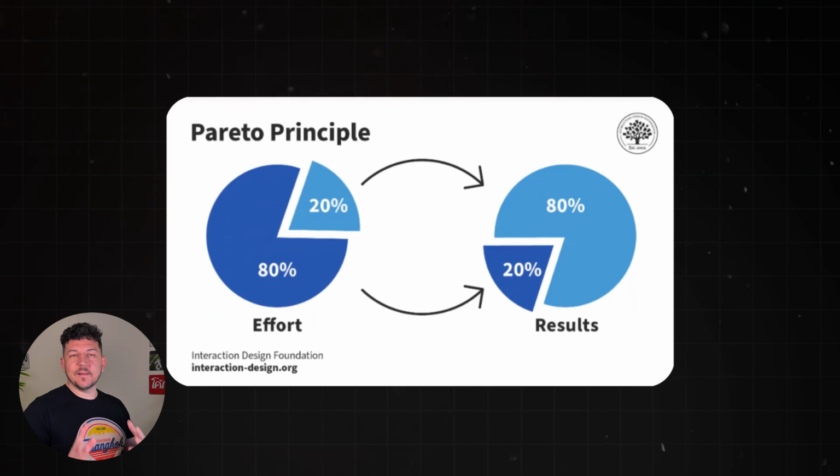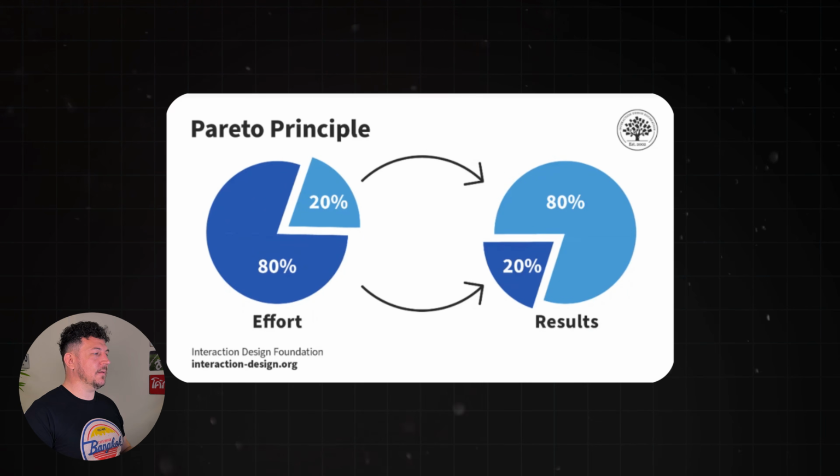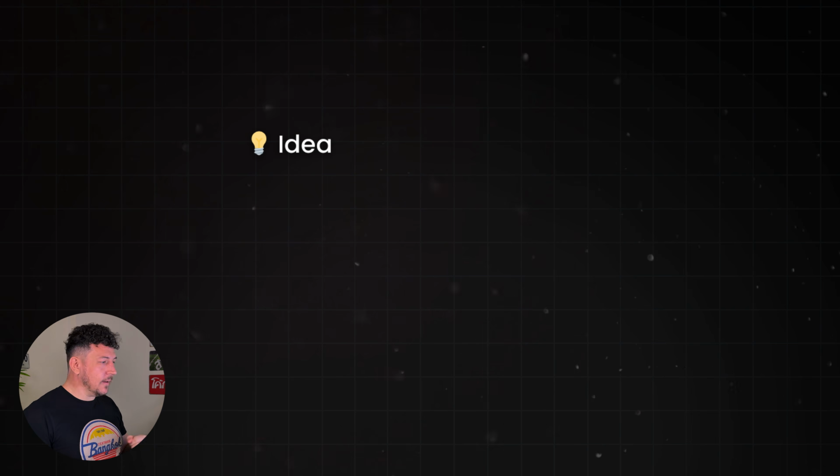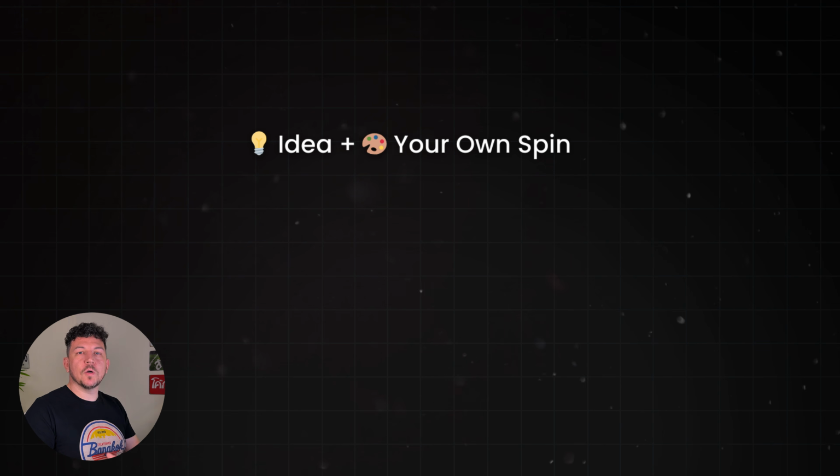And if we go ahead and apply the Pareto principle to this, so the 80-20 rule, we know that roughly 20% of a channel's videos drive 80% of all of that channel's views, revenue, subscribers, and watch time. So if you want to seriously outsmart your competition, go through their top 20 videos and then reverse engineer them. And by that, I mean, take the idea, the concept, and put your own spin on it.